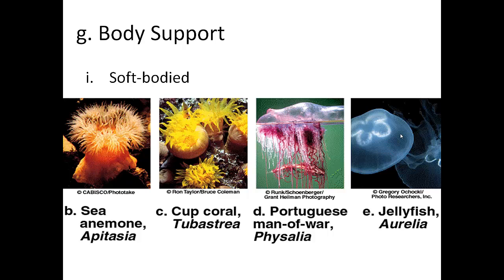In terms of body support, you don't have a skeleton for these guys. They're very soft-bodied, so you have sea anemones, cup corals, jellyfish, Portuguese man-o'-war. These all fit into this phylum, soft bodies, no skeleton inside or outside.